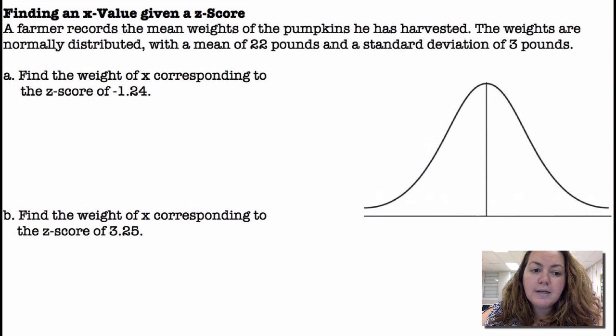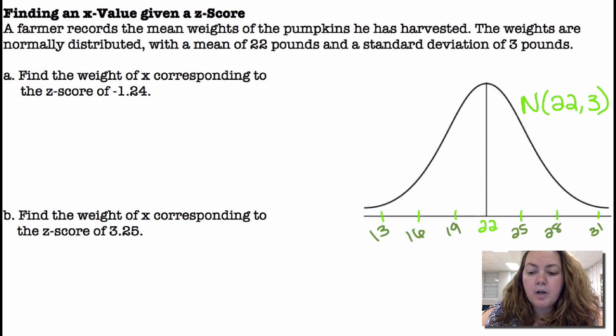All right, finding an x value given the z-score. A farmer records the mean weight of pumpkins he has harvested. The weights are normally distributed with a mean of 22 pounds and a standard deviation of 3 pounds. So I have a normal distribution, mean of 22, standard deviation of 3. My curve is going to look like this.